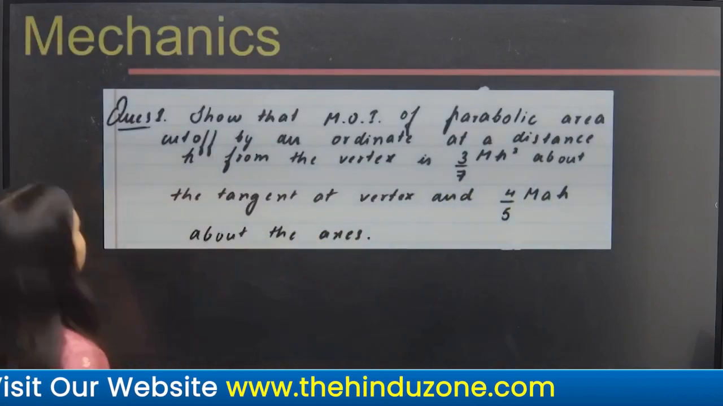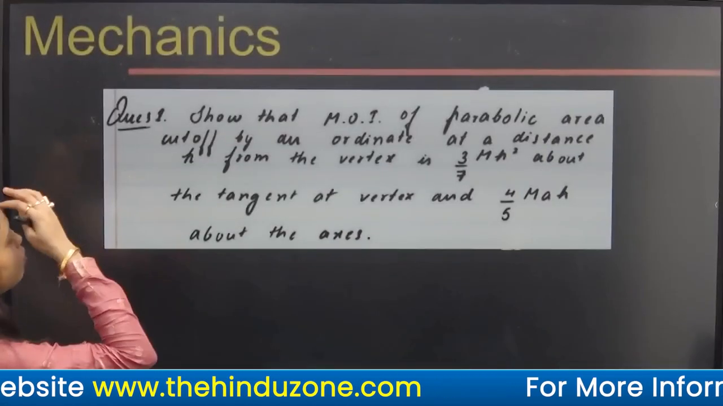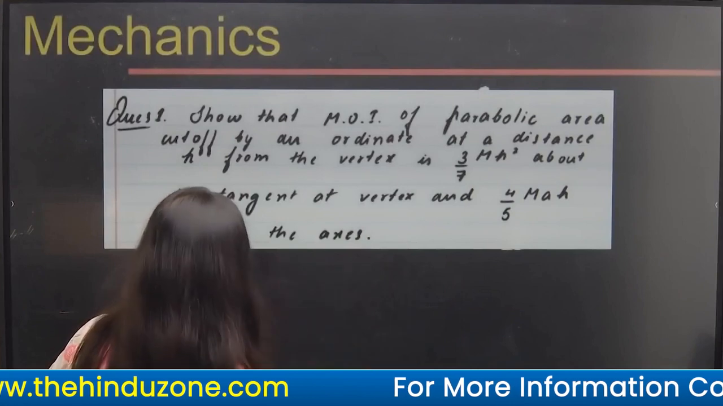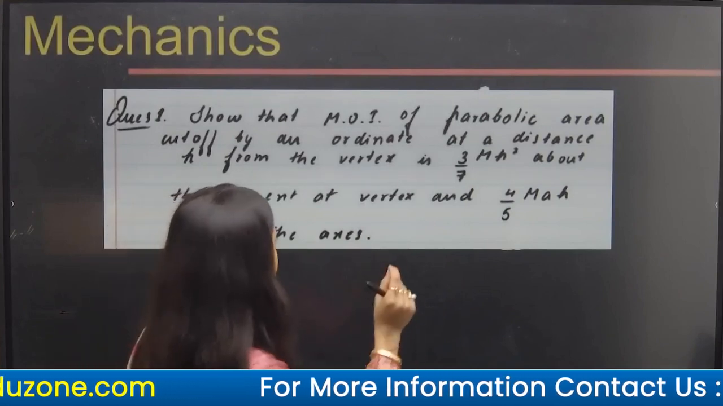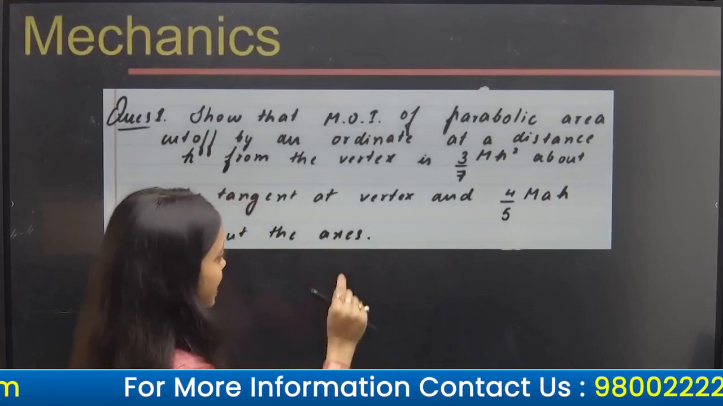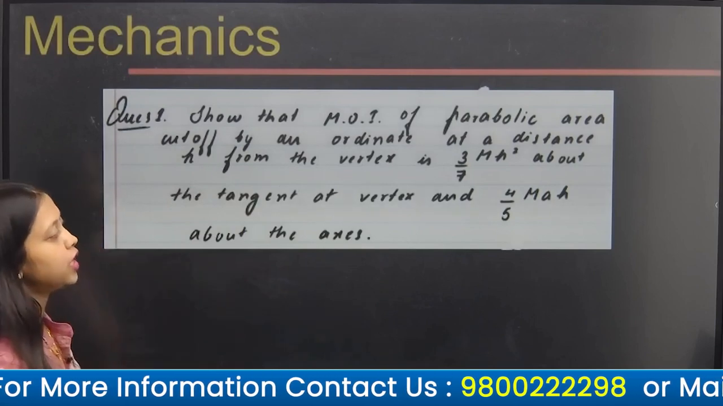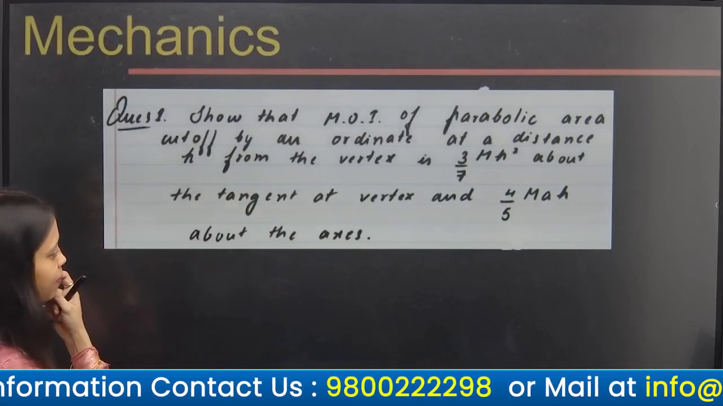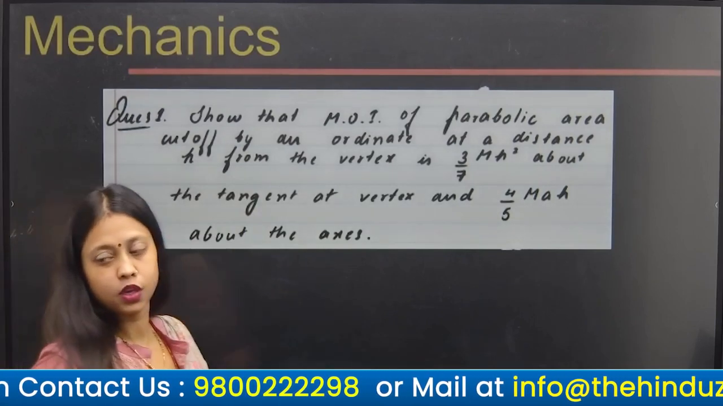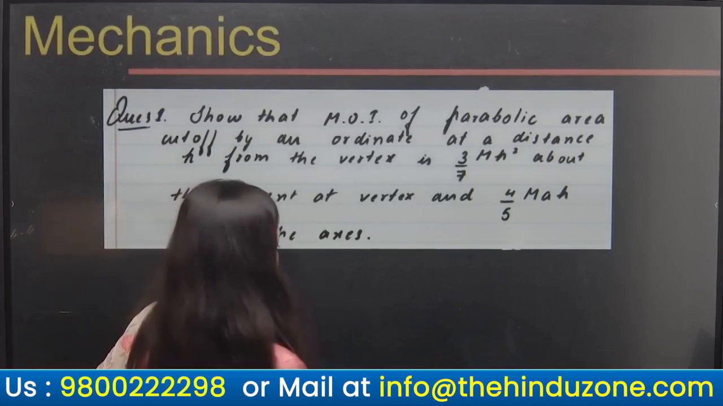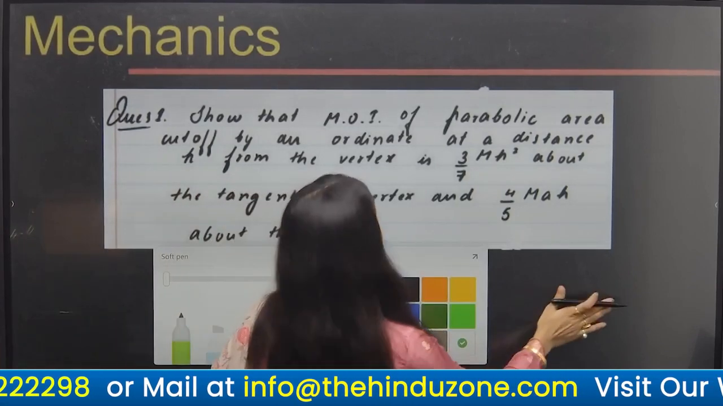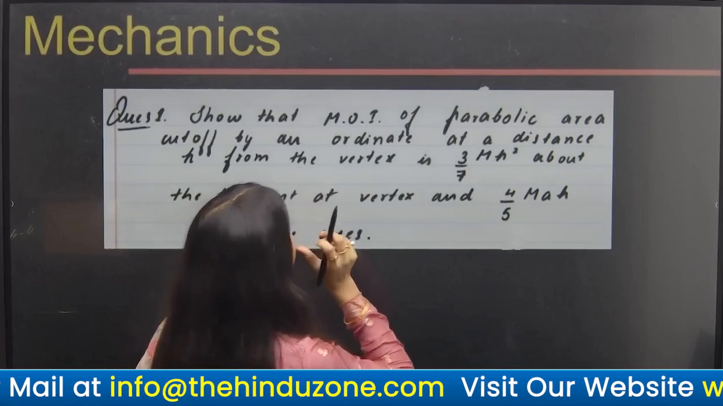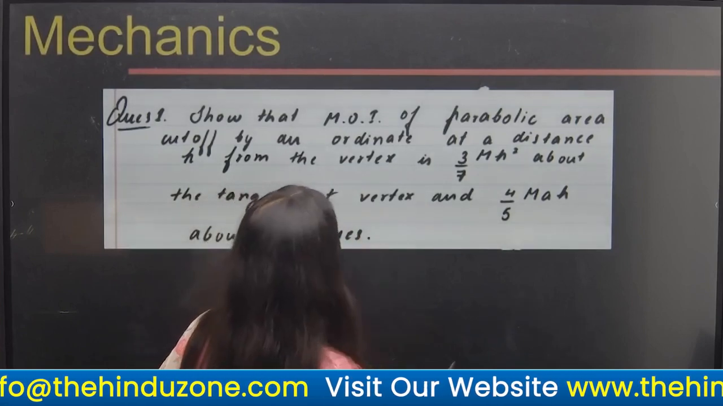Let's start with this question. Question number one: show that the moment of inertia of a parabolic area cut off by an ordinate at a distance h from the vertex is this, about the tangent at the vertex, and 4 by 5 Mh squared about the axis. So what we have here is, show that the moment of inertia of a parabolic area.